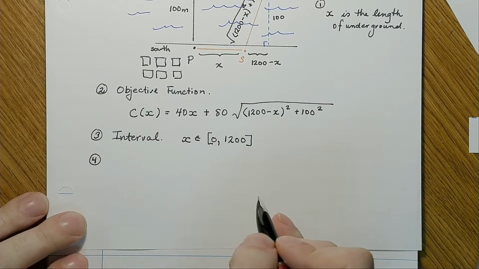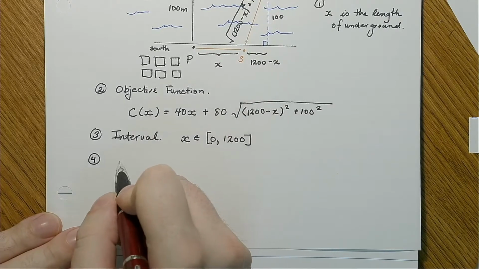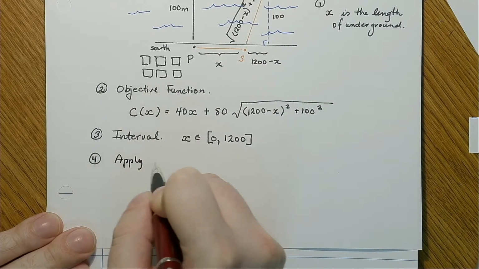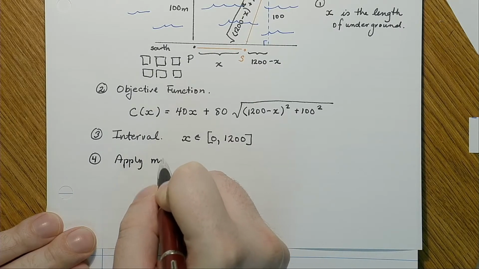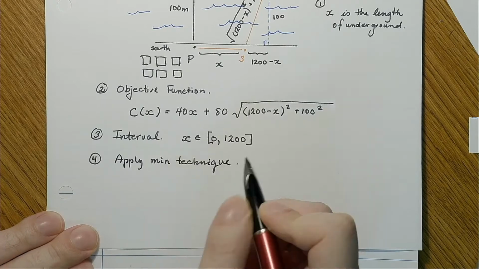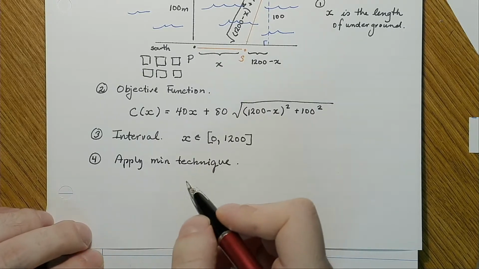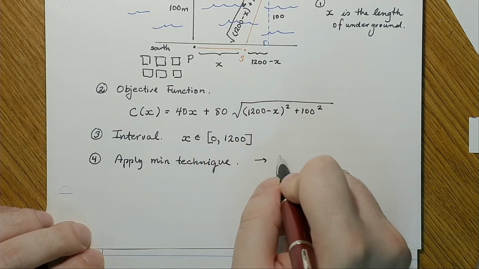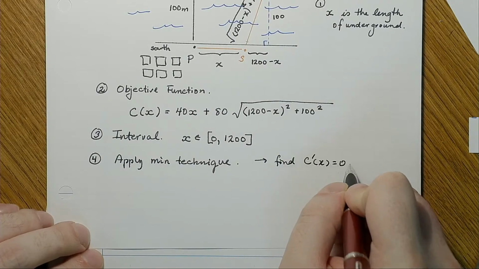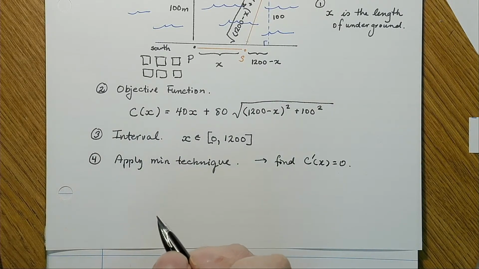Now this is where we have to find the derivative. We apply the minimization technique, which requires me to find where the derivative is equal to 0. But we will have to continue that on Monday.